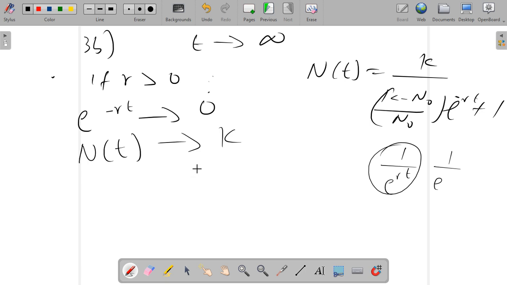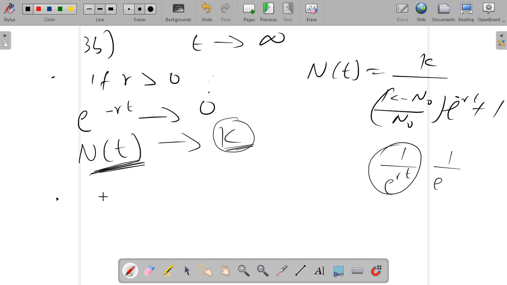To interpret it, we just say that the population approaches the carrying capacity. This population, the new population, is approaching the carrying capacity. That is for the first one.